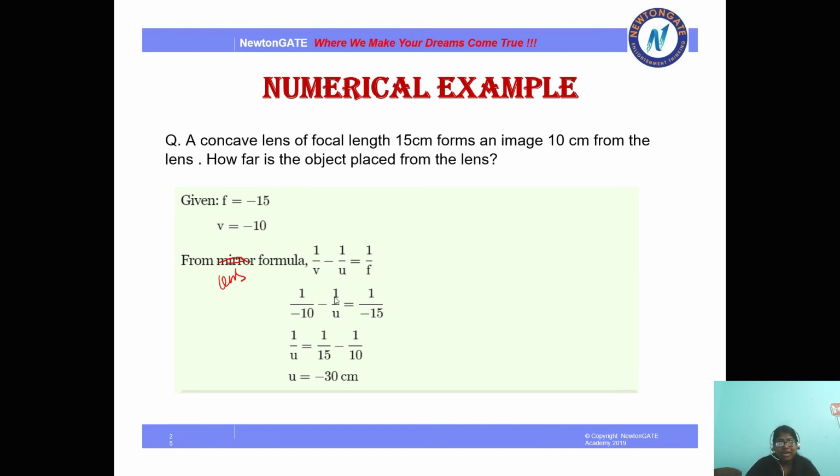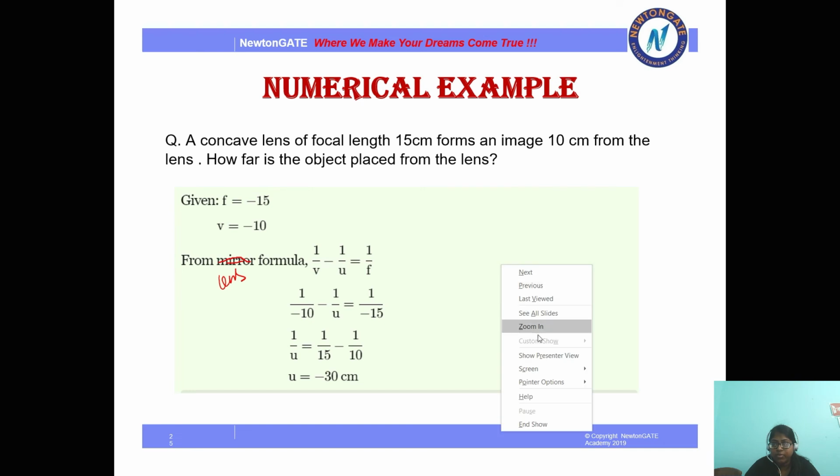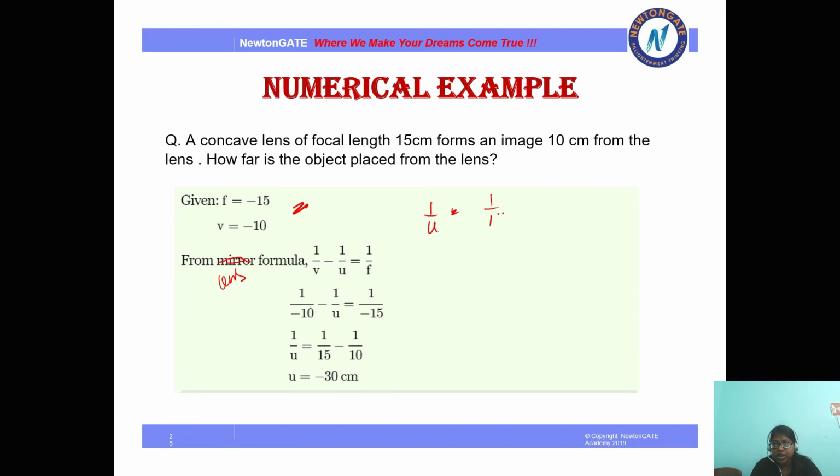After that I just calculated it. I took u on this side and 15 on this side, or you can take this side as well. So 1 by 15 minus 1 by 10. I have skipped some steps, but do not skip the steps, so I will be doing the calculation here for you. So what we got is 1 by u is equal to 1 by 15 minus 1 by 10.